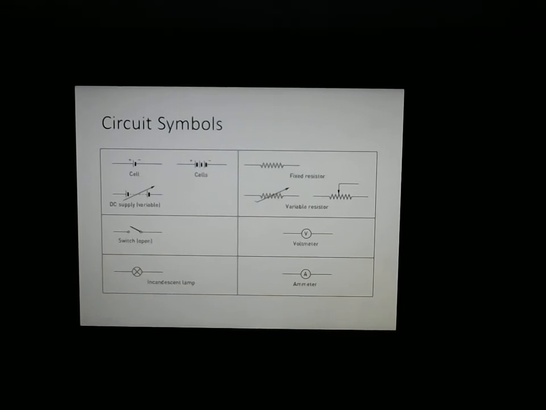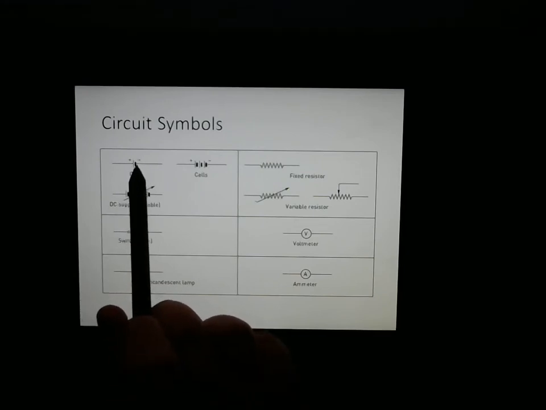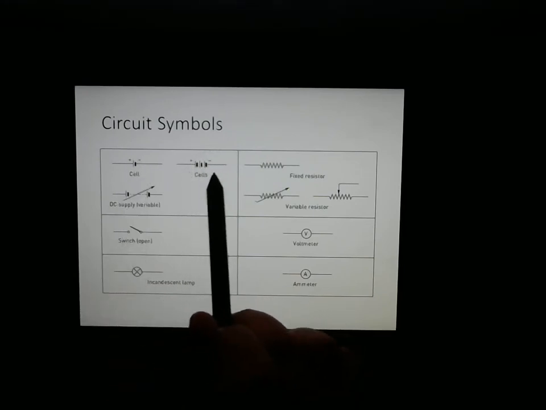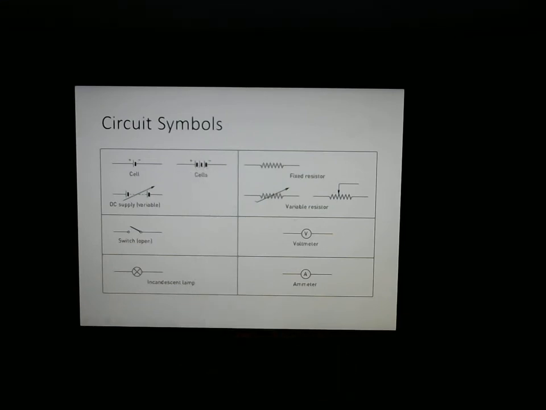Here we have a cell, and a cell is when you only have one combination of these small elements. This is a battery, or many cells together, because we have many cell drawings. If you're going to do a student experiment involving a variable DC supply like our power packs, this is the symbol that you would use.